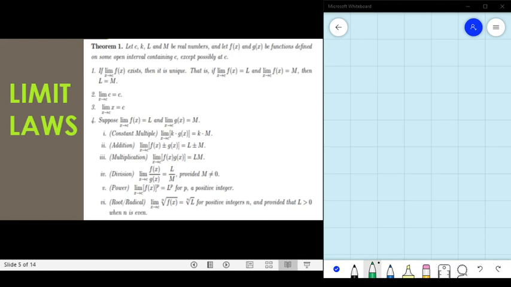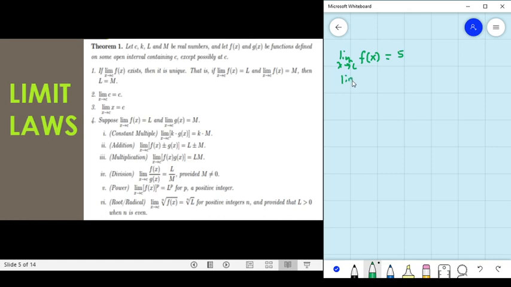Let us recall that, for example, if the limit of f(x) as x approaches c from the left is equal to 5 and the limit of f(x) as x approaches c from the right is equal to 5, therefore, since the two limits are equal, we can say that the limit of f(x) as x approaches c exists and is equal to 5.